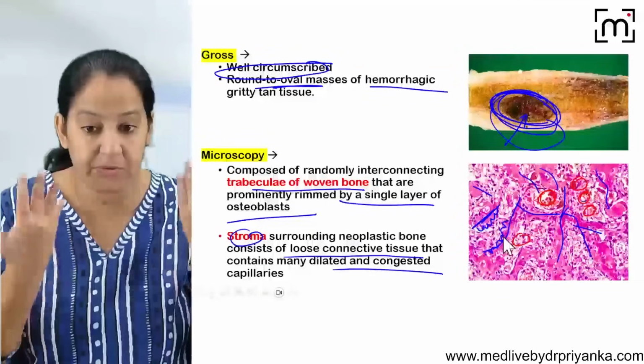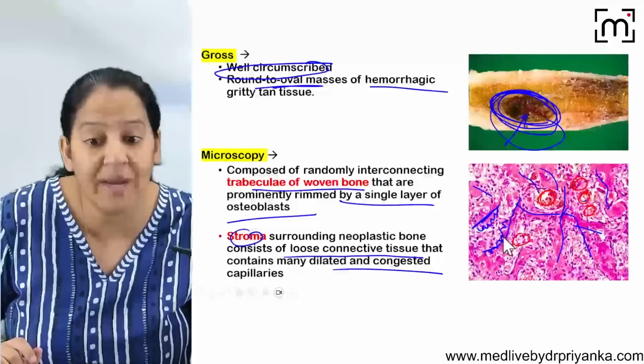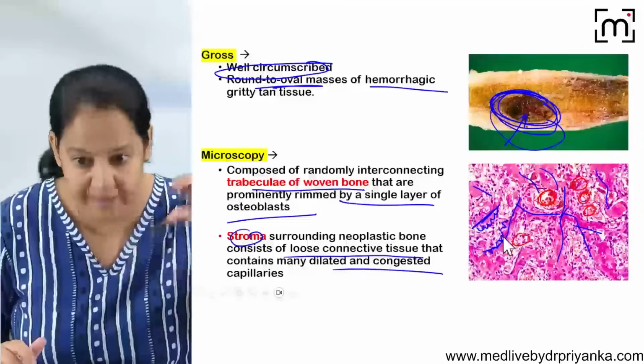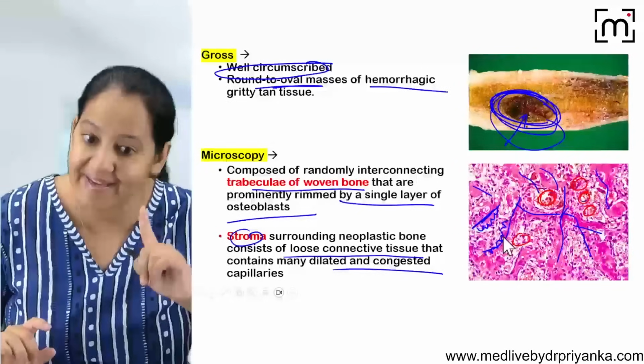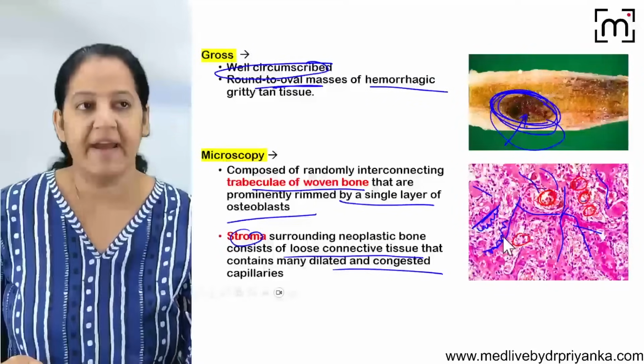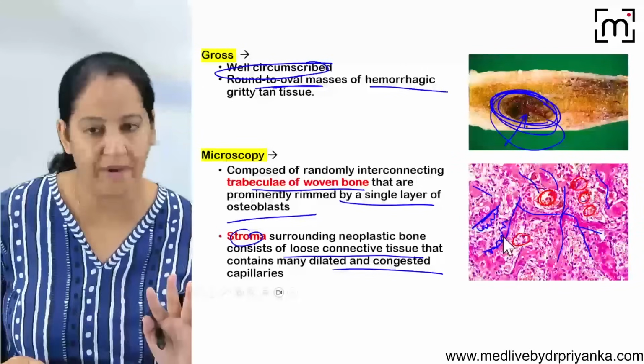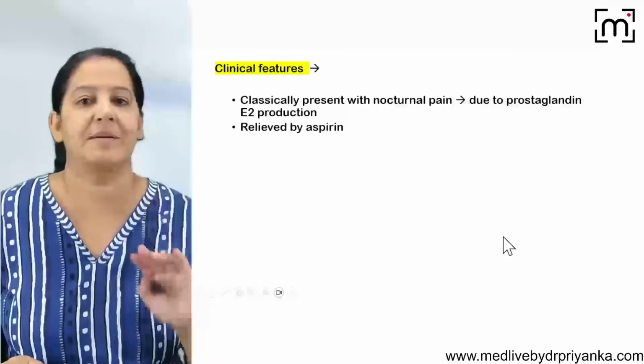So describe the microscopy. The tumor is in the form of bony trabeculae. Woven bone trabeculae. They are lined by a single layer of osteoblast and the background, background means stroma. It is loose and it contains the dilated capillary. So you should be able to draw it also. Okay. So the gross and microscopy is done.